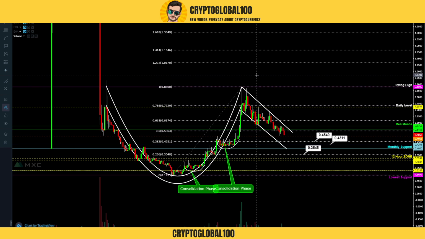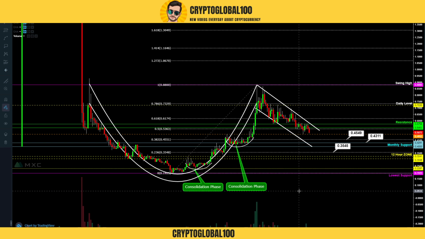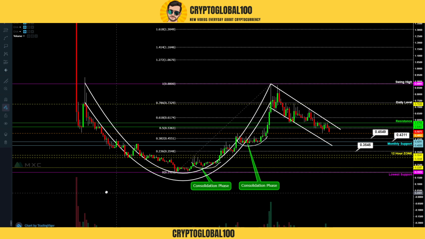Why I chose the MXC exchange is because TLM was first listed on MXC before it was listed on Binance. So we have a lot of data here on the MXC exchange rather than the Binance exchange. MXC has derived its data from TradingView. So let's start the technical analysis.